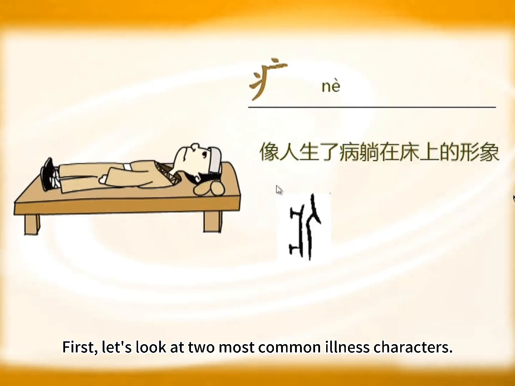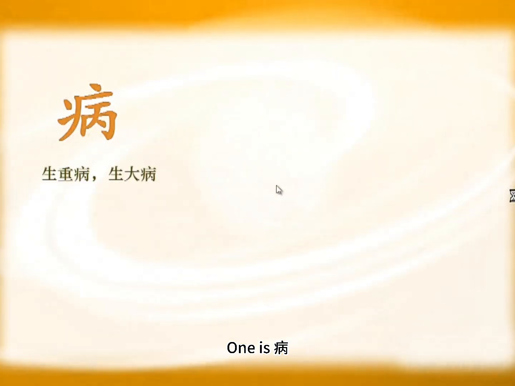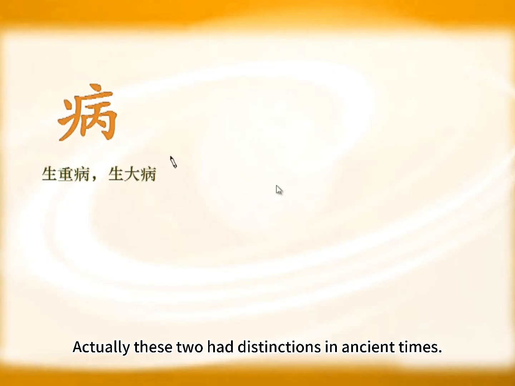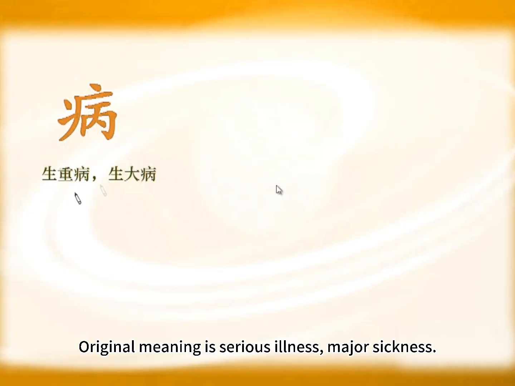First, let's look at the two most common illness characters. One is 病. One is 疾. Today we say 疾病 together, meaning illness. Actually, these two had distinctions in ancient times. 病's composition is very simple: it's the sickness radical plus 丙. 丙 represents the sound. The original meaning is serious illness, major sickness.